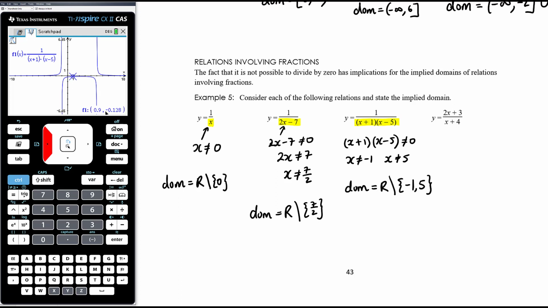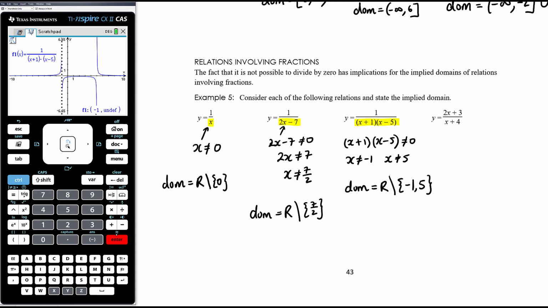So if I want to go to the point where x equals 3, when I'm in trace mode, if I just type the number 3, x equals 3 will appear, and if you press enter, the cursor will jump to the point on the graph with the x coordinate of 3, and you'll see the coordinates at the bottom right there. So if I want to jump to x equals negative 1, which I think is an asymptote, I just type negative 1 and press enter, and the cursor will jump to the point on the graph where x equals negative 1.